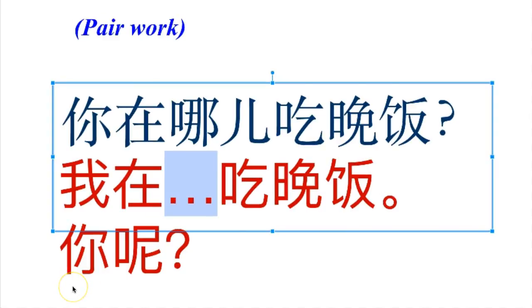好, that's our vocab and grammar for today. 谢谢大家的收听.